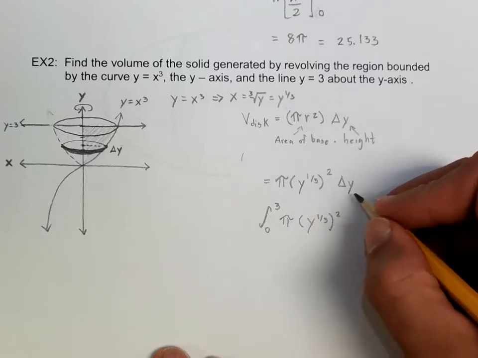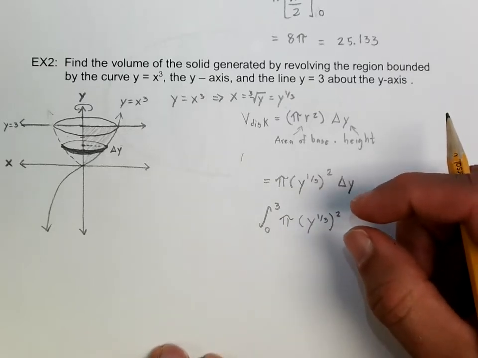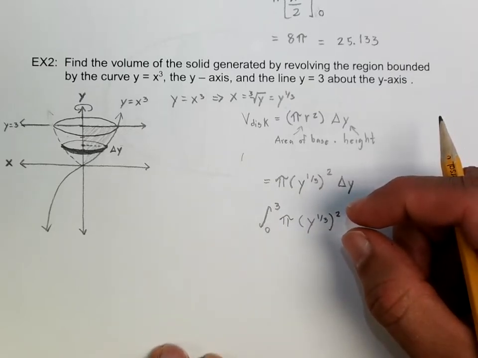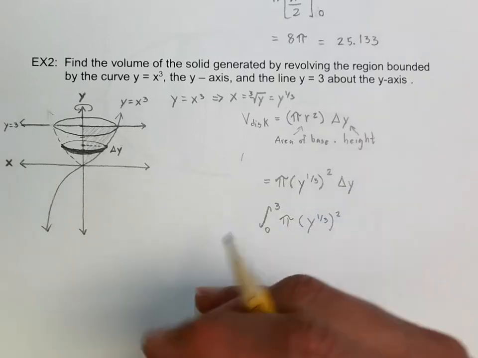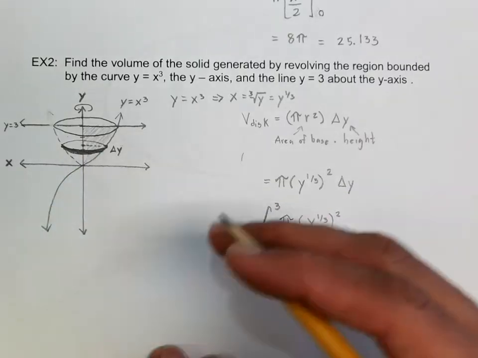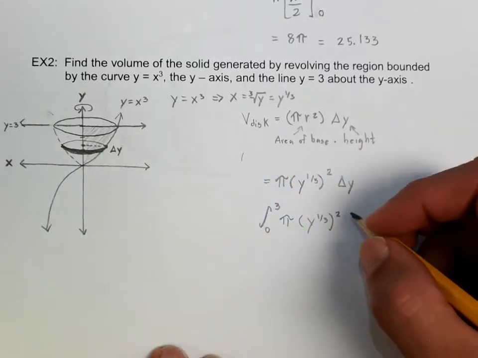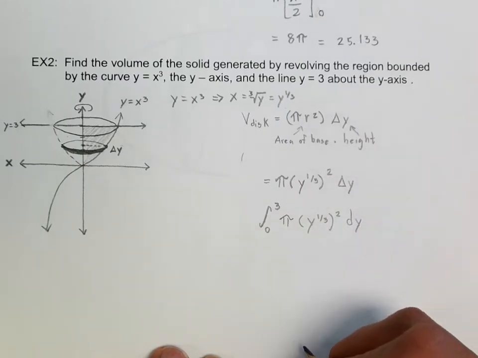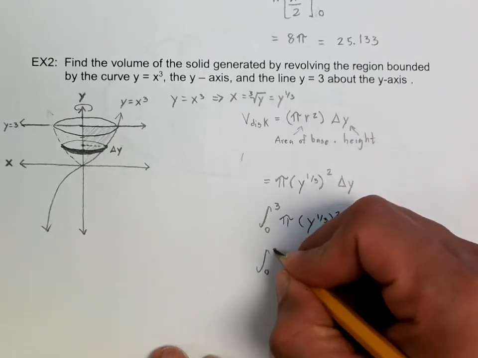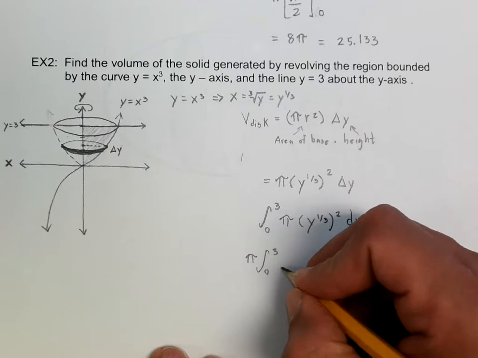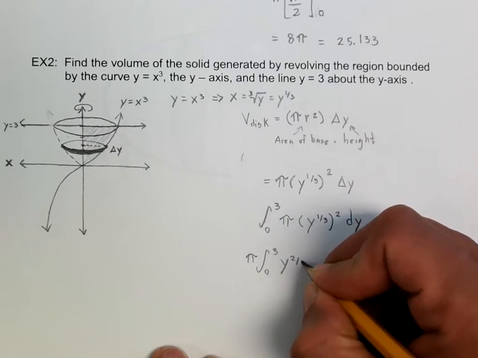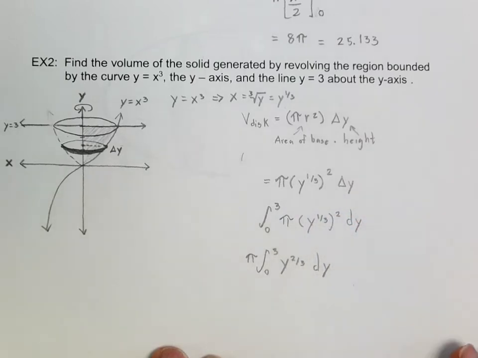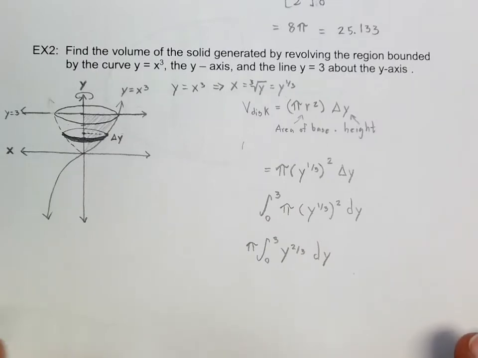And instead of delta y, because remember what we're doing is we're going to make this disk thinner and thinner and thinner, so it fits exactly inside of here and fills out the whole thing, and it will give me the exact volume. All right, so that would be dy. Okay, and if you want to simplify that a little more, we would have pi of y to the 2/3 dy, right? And we can integrate that relatively easily.